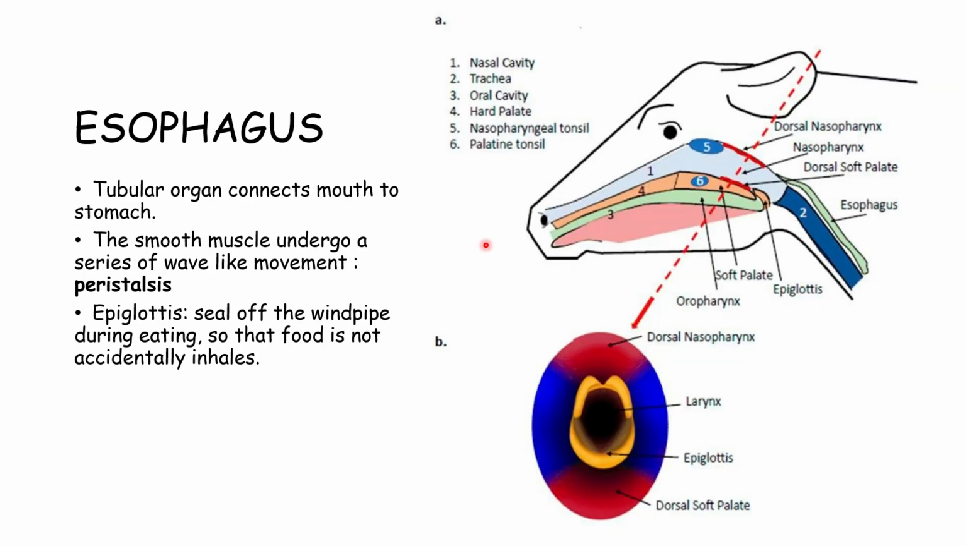This is the esophagus. The esophagus is a tubular organ connecting the mouth to the stomach. The smooth muscle undergoes a series of wave-like movements we call peristalsis, which is the movement of the food toward the stomach. And here we have the epiglottis, as you can see. It seals the windpipe during eating so that food is not accidentally inhaled.